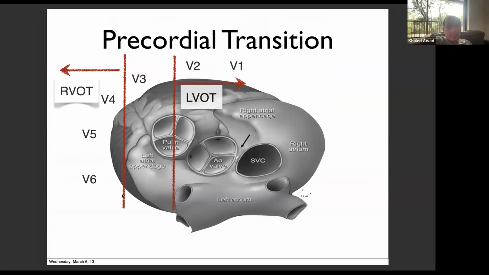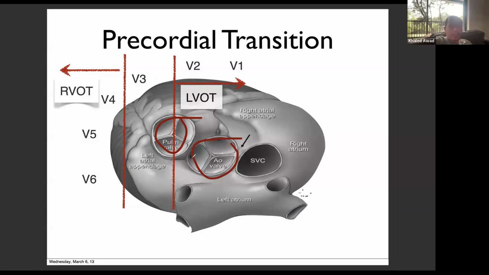So again, to put it into simple terms, anything arising from the LVOT is going to transition in V1 or V2. Anything arising from the RVOT will transition from V4 to V6. And why is that? You can see it. The LVOT, as you can see, is more posterior. So LVOT is sitting in the back, RVOT is sitting in the front. They're not left and right. In fact, the pulmonic valve is left of the aortic valve. But the main difference is what's anterior and what's posterior. The pulmonic valve is anterior, the aortic valve is posterior.